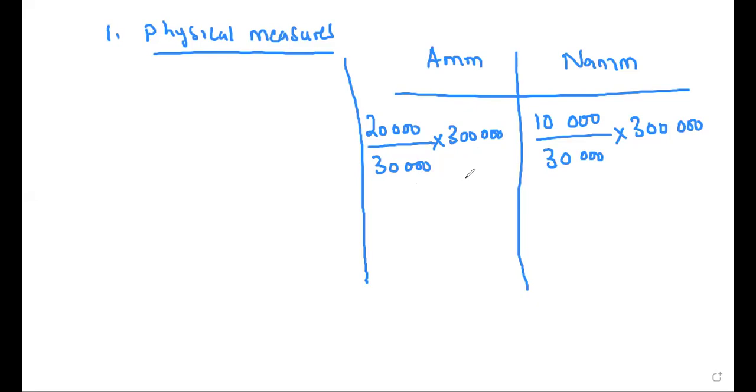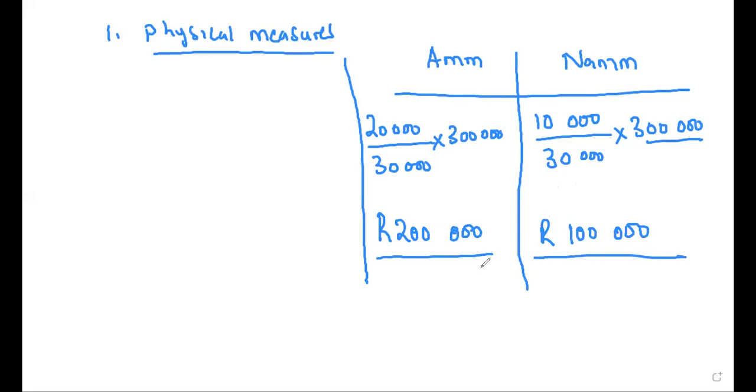anyone who got the one for ARM? $20,000 divided by 30, I'm getting 200, 200,000. So ARM is going to have 200,000. Then once you have it for ARM, there's nothing to calculate. Then NAM is going to have 100,000. So that's how you allocate using the physical measure.